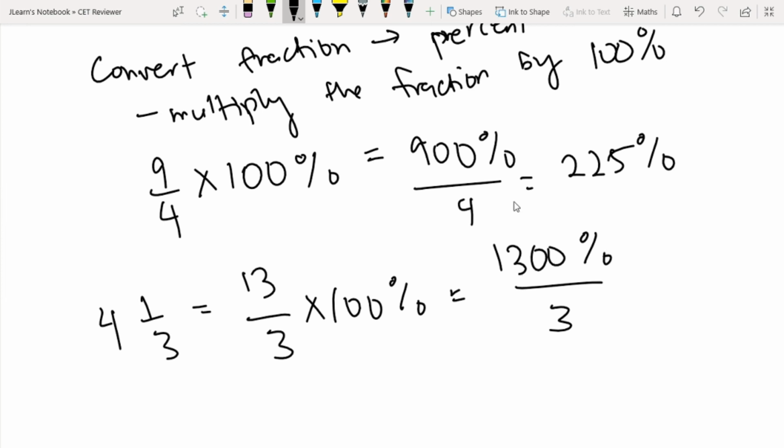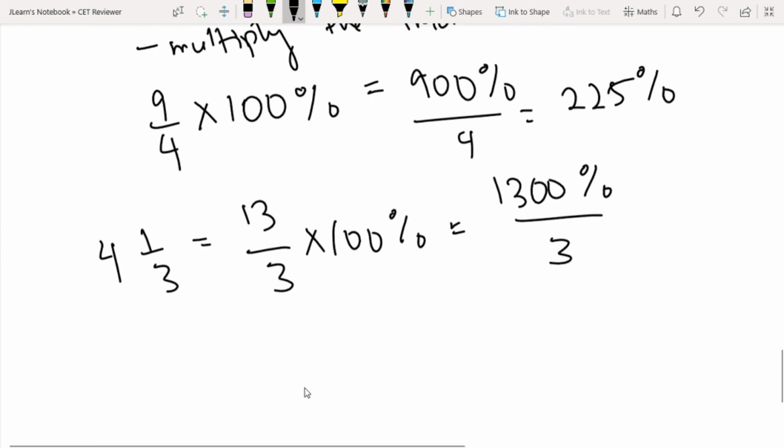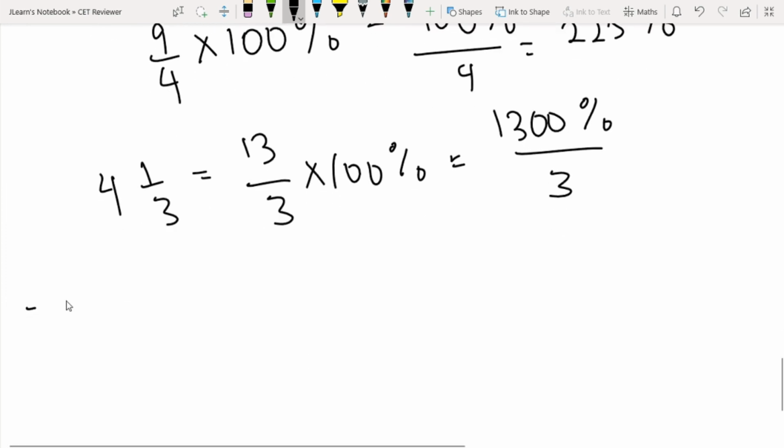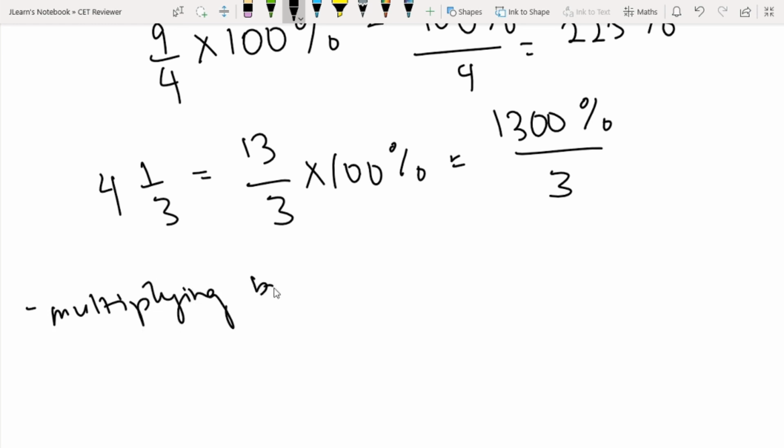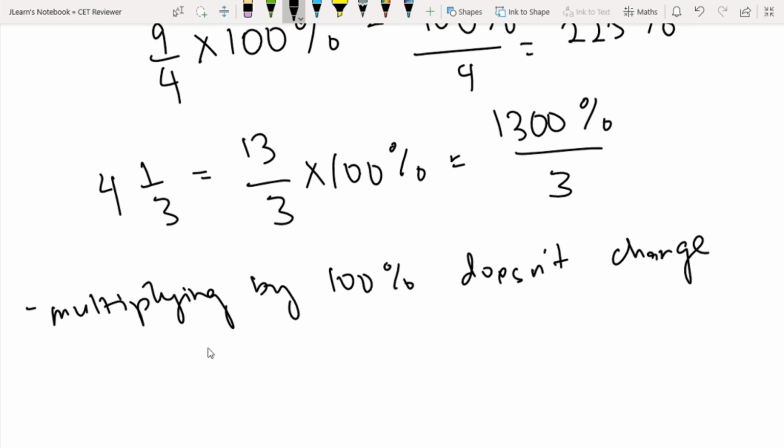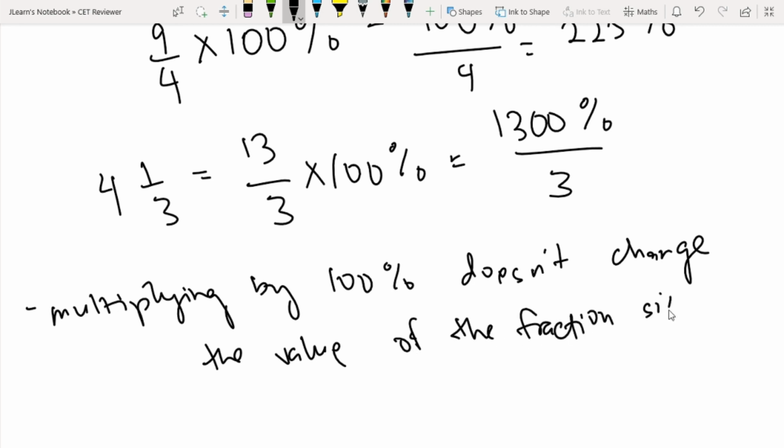Okay? So, take note lang na multiplying by 100% does not change anything, no? So, does not change the value of the fraction since 100% is actually equal to 1.